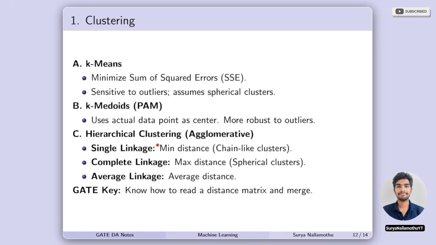And next is hierarchical clustering. For hierarchical clustering, the agglomerative approach is followed. Single linkage forms chain-like clusters. Then complete linkage uses the maximum distance, and spherical clusters are formed. Average linkage uses the average distance. The key point is knowing how to read a distance matrix and match it. It means we need to read the distance matrix and match the clusters.